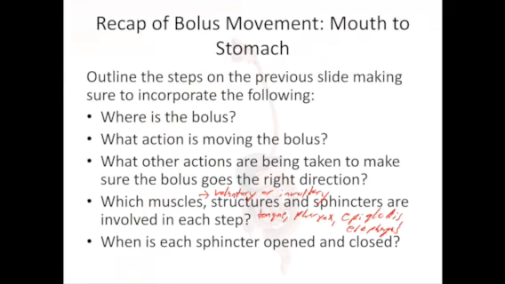And then we talked about two sphincters. So when is each sphincter open and closed? Those are things you want to know to prepare for the TBL day next week.